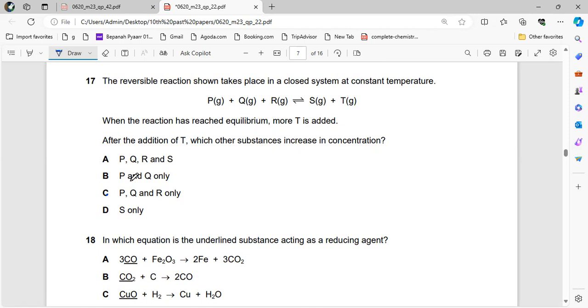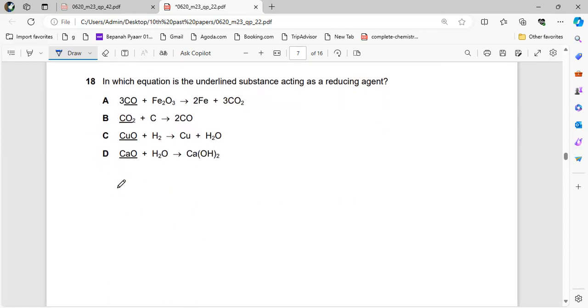Okay. Now, T is on the product side. When the product is increased, definitely to balance, the equilibrium will shift towards left hand side, that is on reactant side. So definitely P, Q and R concentration will increase. So it is option C.